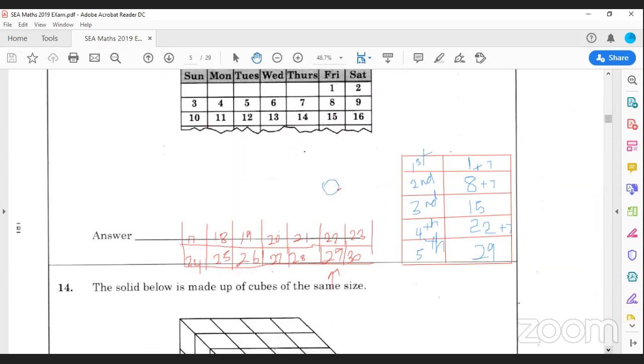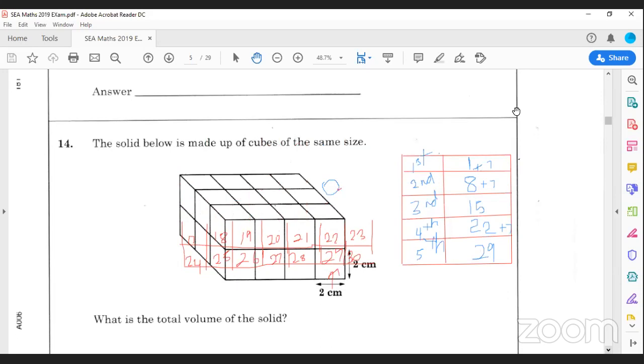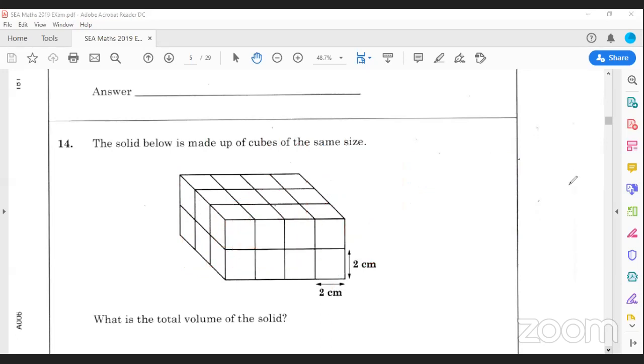Question number 14. Let's just clear the drawings on the screen. Lovely. So this is question number 14. The solid below is made up of cubes of the same size. All right, so they want us to find out the total volume of a cube.